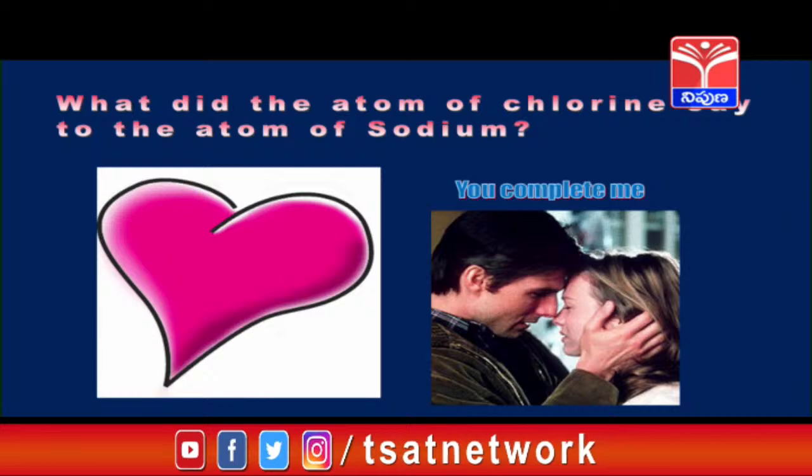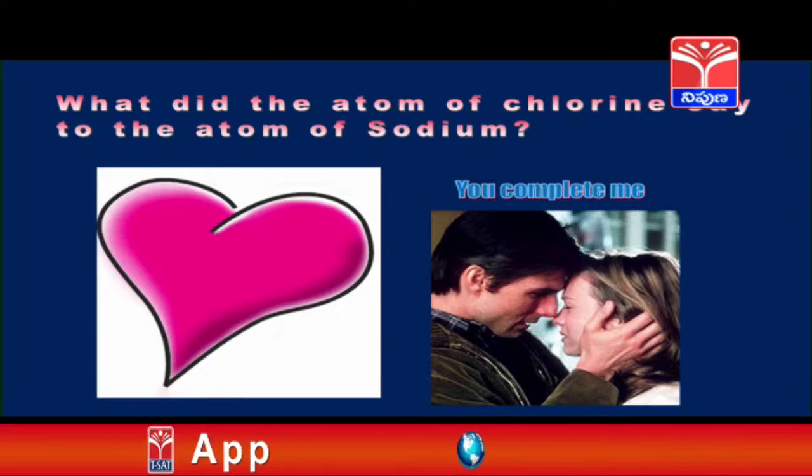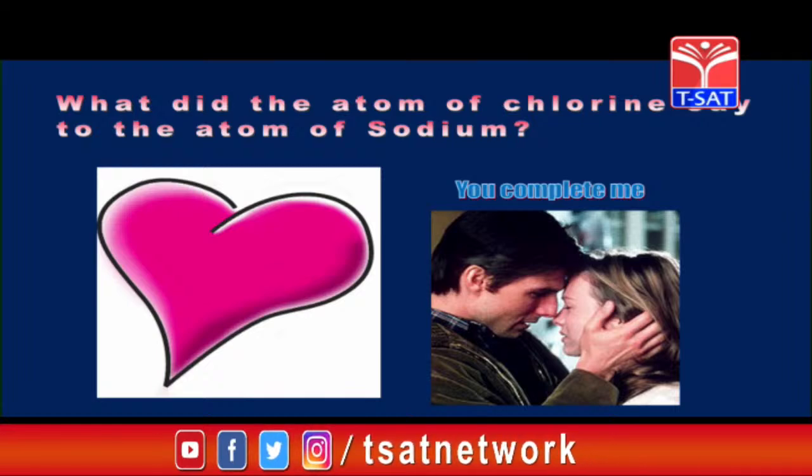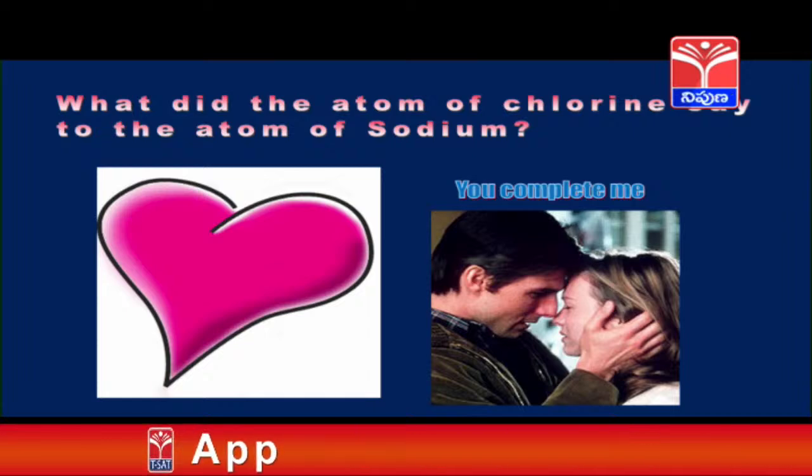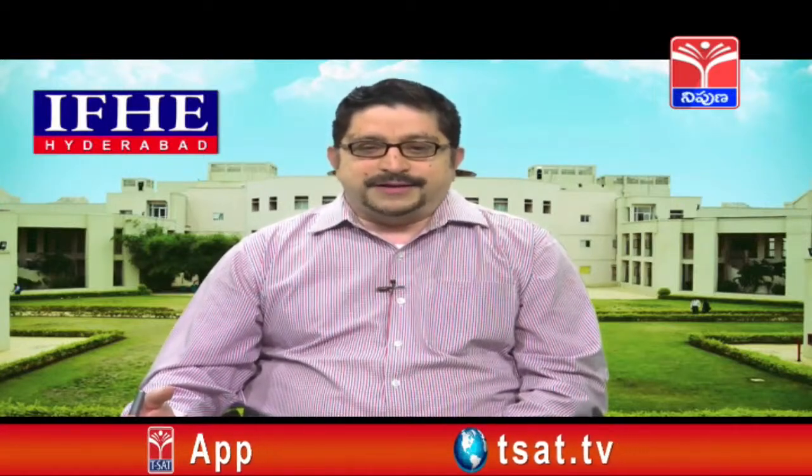Look at this picture. This is a very interesting explanation. During the formation of the sodium chloride bond, what did the atom of chlorine say to the atom of sodium? Chlorine said to the sodium, you complete me. In a perfect couple, each partner's aspiration is that the other should complete him or her. The same thing happens here. Sodium completes the requirement of chlorine, and chlorine completes the requirement of sodium. In that way, both get involved in the bonding.